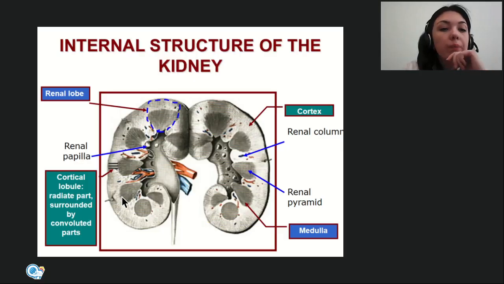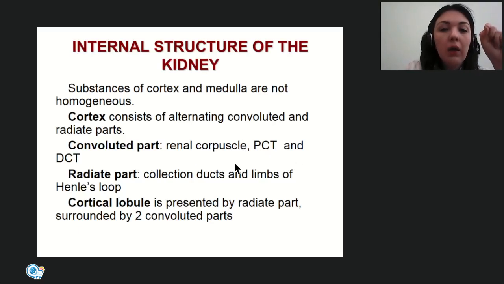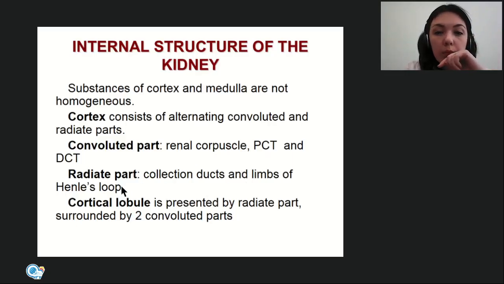Here we have to know that the cortex is divided into numerous cortical lobules. There are about 600 cortical lobules in every kidney. A cortical lobule is formed by a radiate part that is surrounded by convoluted parts. The convoluted part includes renal corpuscle, PCT and DCT, so it is darker because these structures contain blood in themselves, yes? And the radiate part is formed by collecting ducts and limbs of Henle's loop.